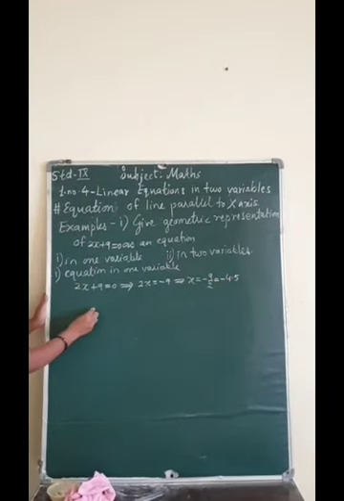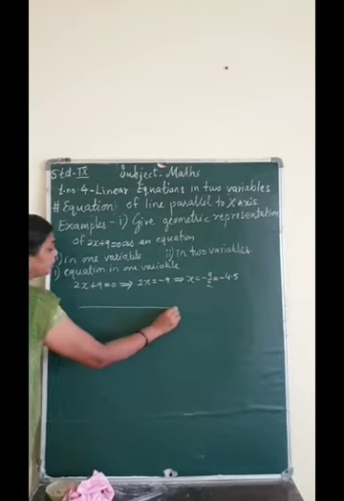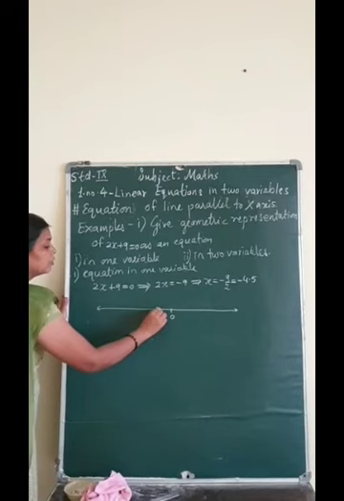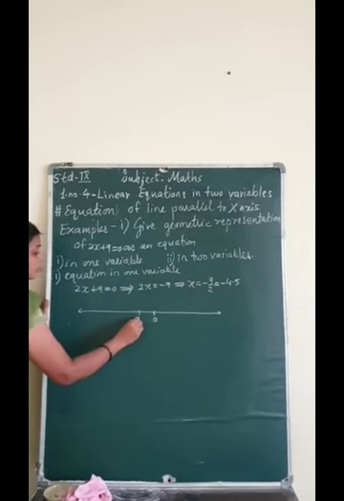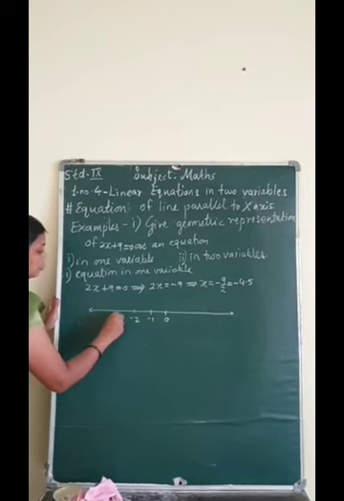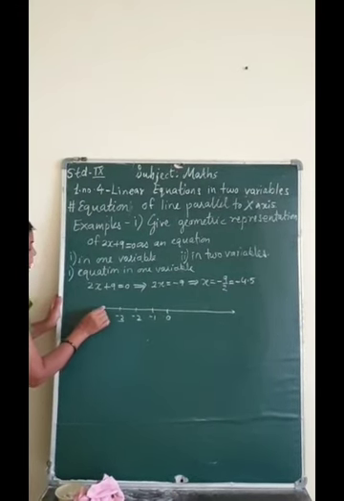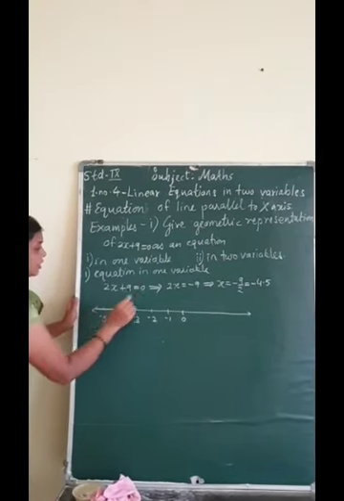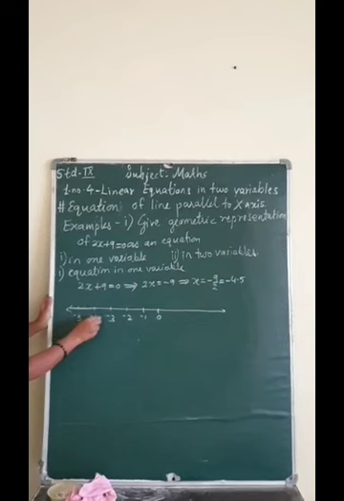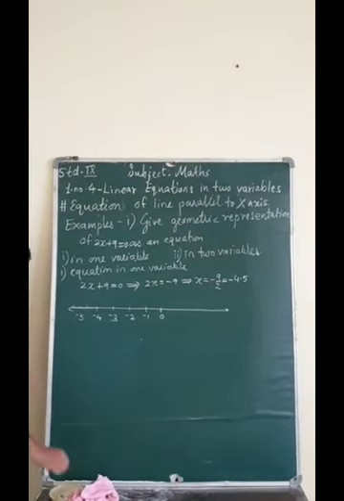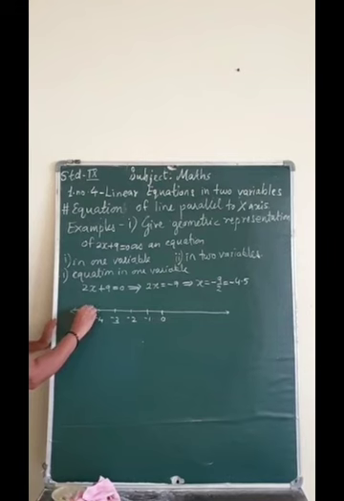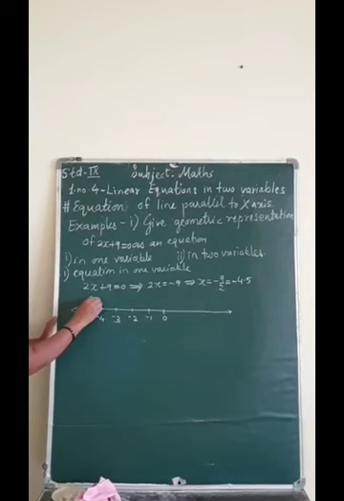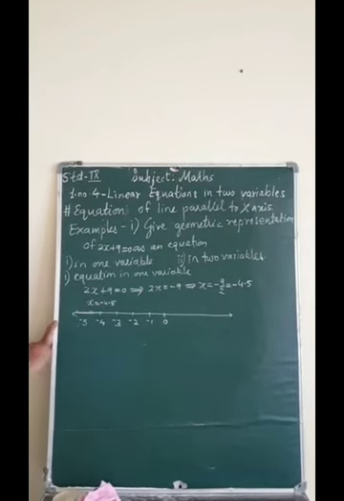So how to represent this in one variable? Draw a number line, plot 0, then minus 1, minus 2, taking equal units on the number line left of 0, minus 4 and minus 5. Now minus 4.5 is lying exactly in the center between minus 4 and minus 5. So we can represent this as x is equal to minus 4.5.